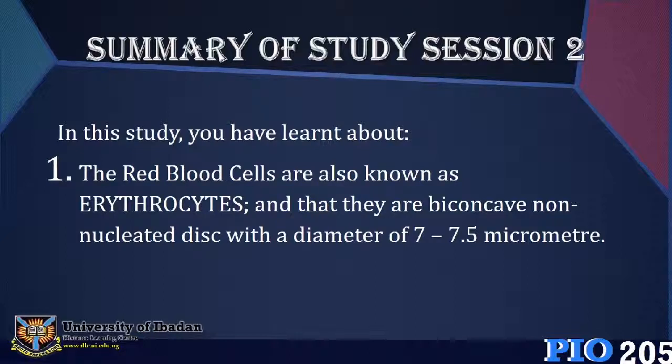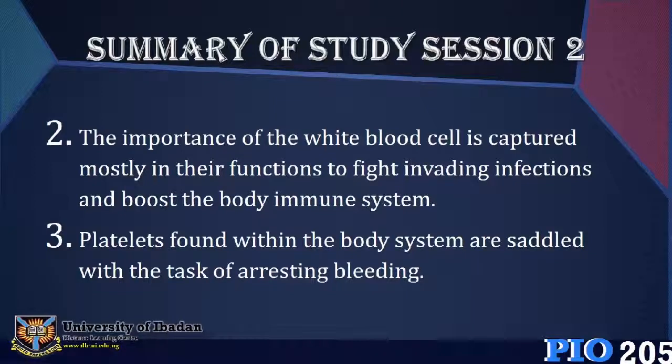Summary of study section 2. In this study, you have learnt that the red blood cells are also known as erythrocytes, and that they are biconcave, non-nucleated discs with a diameter of 7 to 7.5 micrometers. The importance of the white blood cells is captured mostly in their functions to fight invading infections and boost the body immune system. Platelets found within the body system are saddled with the task of arresting bleeding.